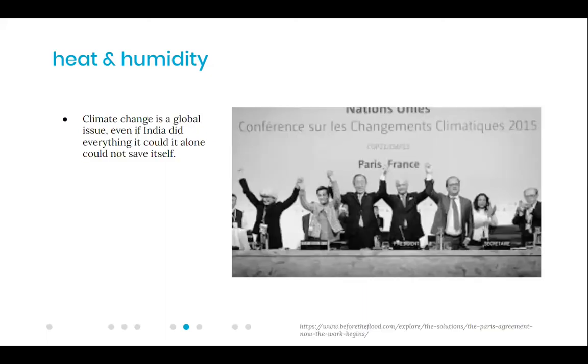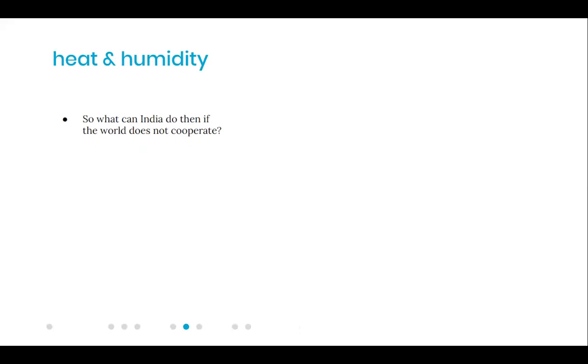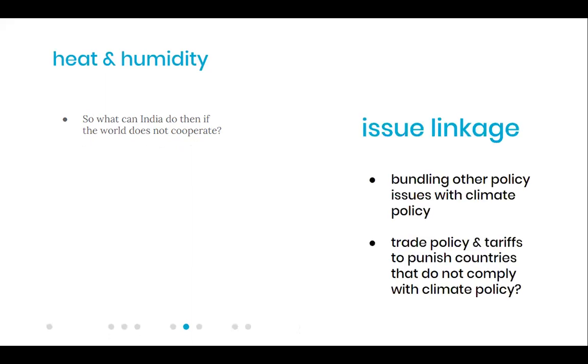So that tells us that climate change is a global issue, and even if India did everything it could possibly do, it will not escape this threat. So the question is, what can India do if the world does not cooperate? And he proposes the use of this strategy called issue linkages, where India could bundle other policy issues with climate policy and impose trade policy or tariffs to punish countries that do not comply with climate policy.